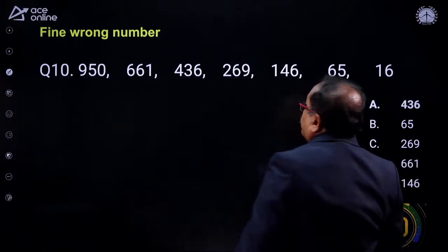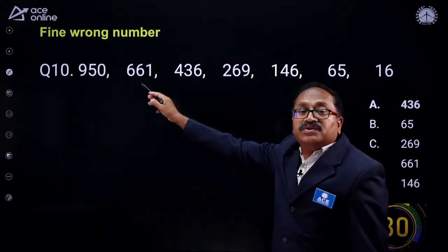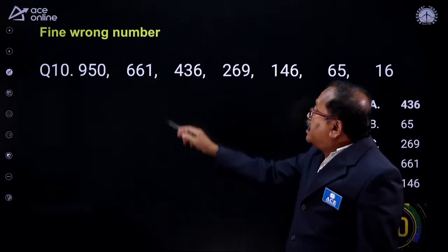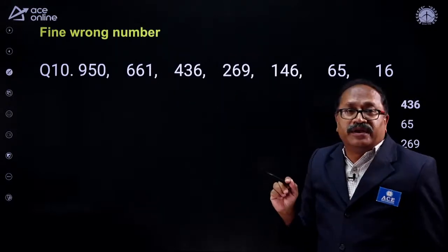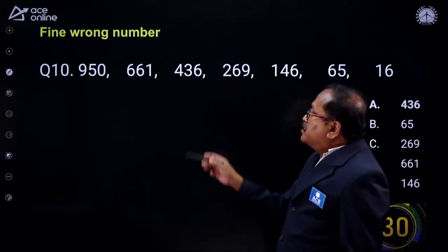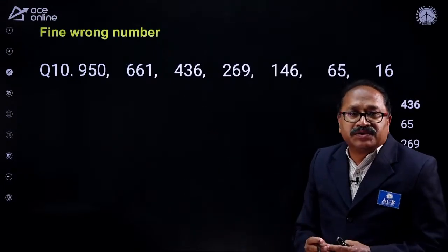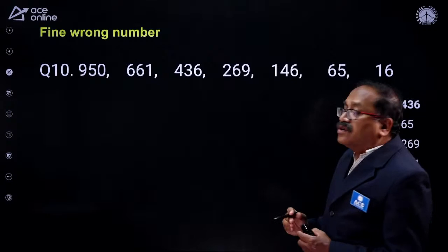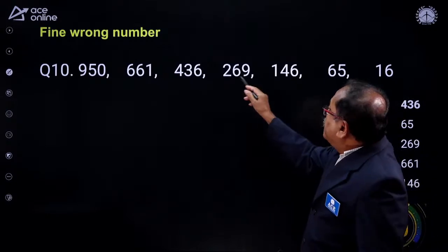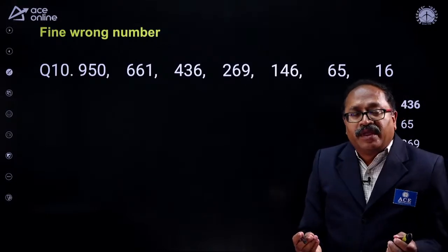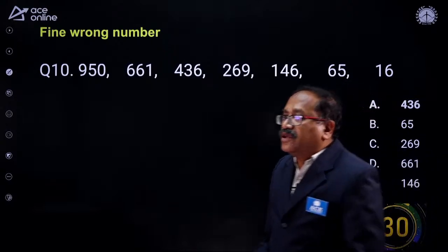From 950, oh my god, it directly reduced to 661, and from 600 it is 400, that means a 200 gap. So it is not a division. I can say it is not a division. From here to here it is also close to a 200 gap. From here to here, close to a 100 gap. So it is based on the difference.